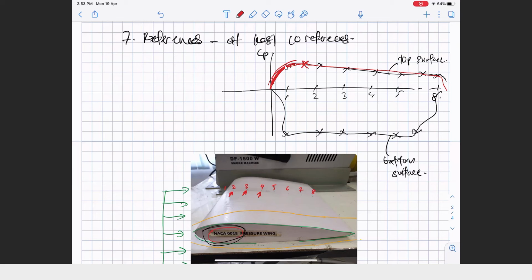Okay, what is happening? What is physically happening on that aerofoil?